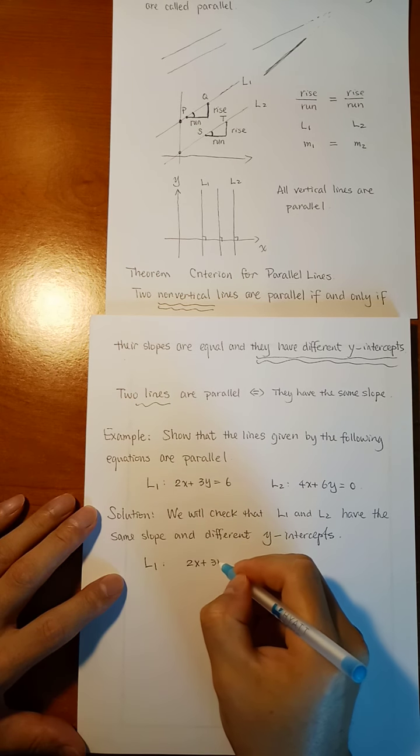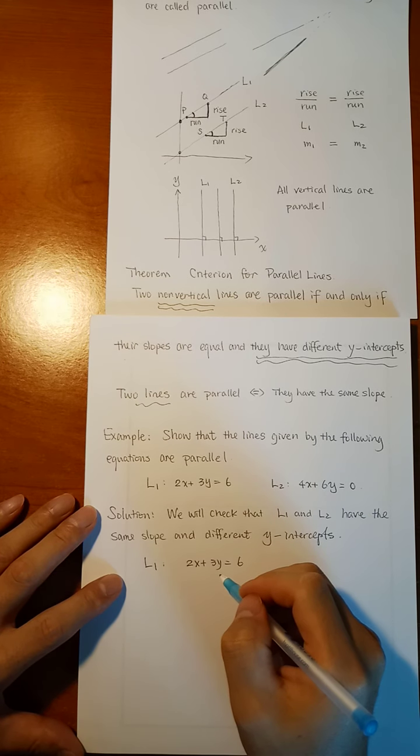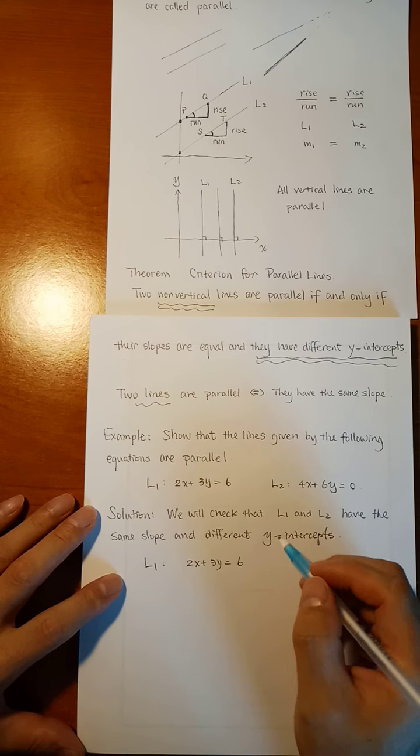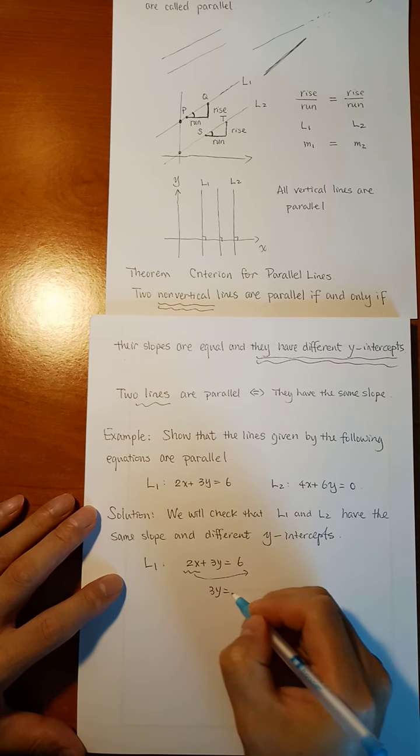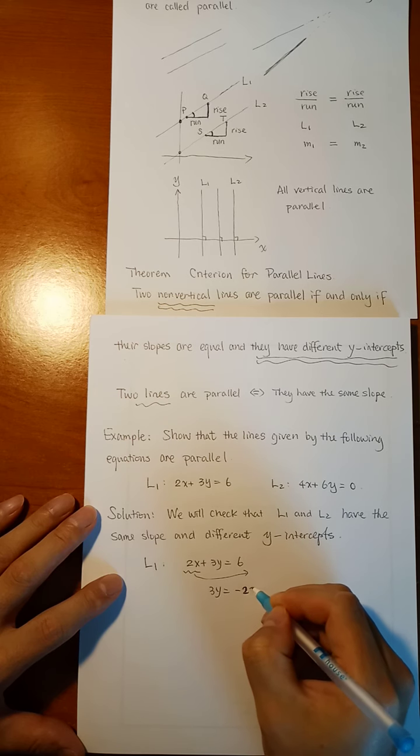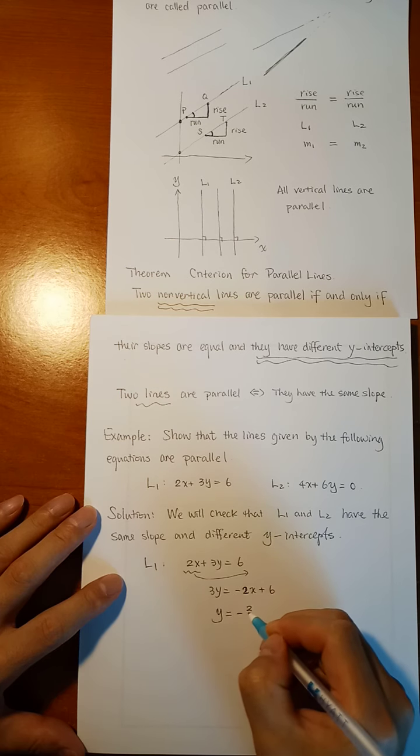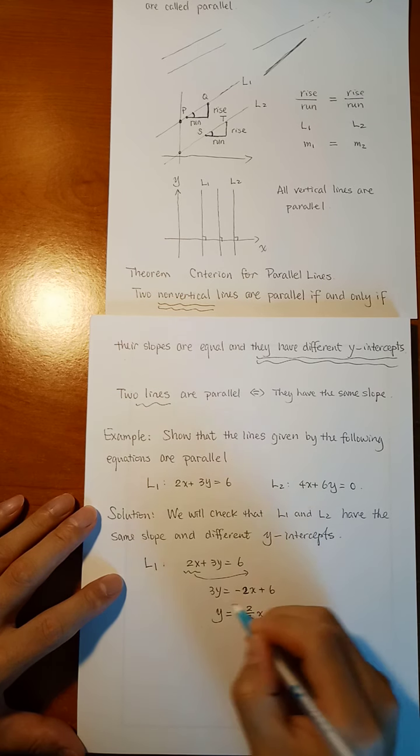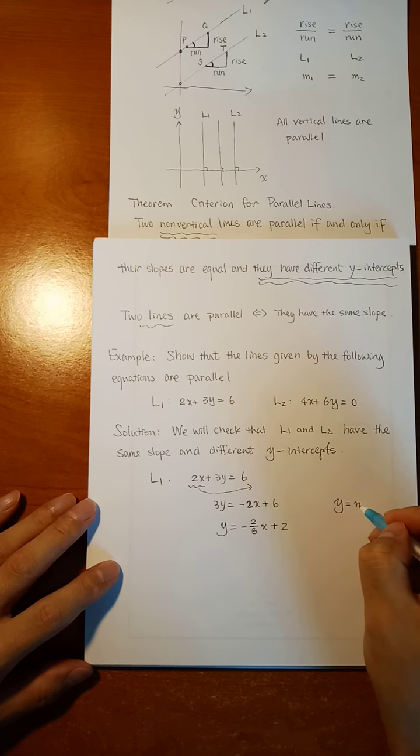So for L1, 2x plus 3y is equal to 6. This is a standard form. We're going to write this standard form as a slope-intercept form. So what is a slope-intercept form? We move 2x to the right side, and divide the equation by the coefficient of y, which is 3. Then y is equal to, remember that y is equal to mx plus b.